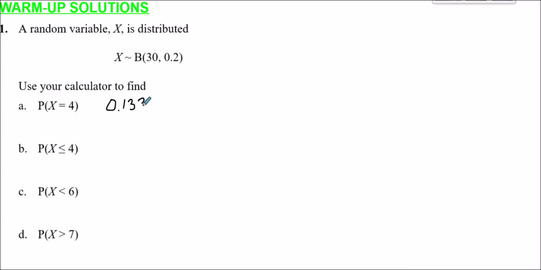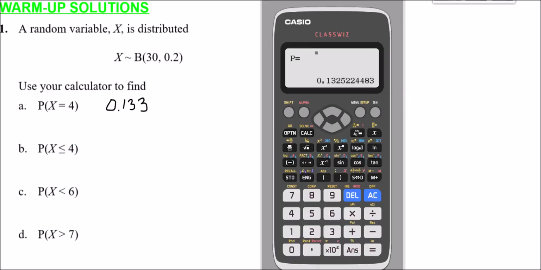0.133. For part B, we're wanting the probability that X is less than or equal to 4. Now, because we've got an inequality symbol for this one here, we need to use binomial CD. So for this one, we press menu, again option 7, but this time we scroll down on this screen to get binomial CD on the next screen. Then we press option 1.